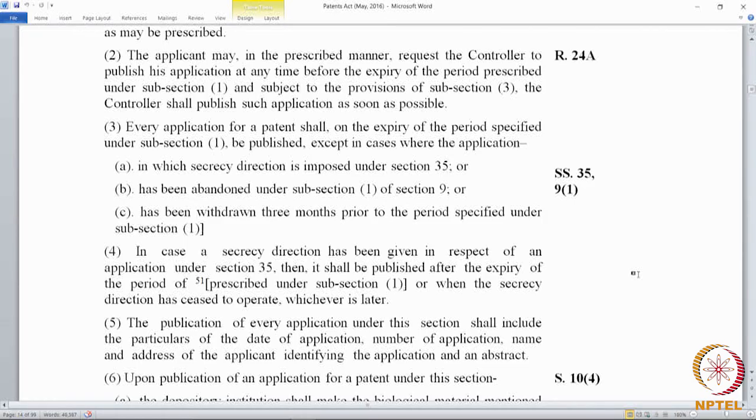The third instance where an application is not published after the mandatory 18-month period is where it has been withdrawn 3 months prior to the specified period under subsection 1. Now, 3 months before the end of the 18-month period, the application is withdrawn. The form for withdrawal of the application is form 29.